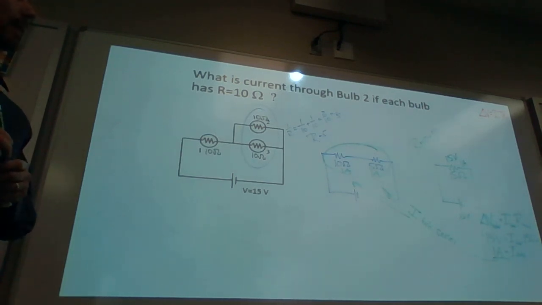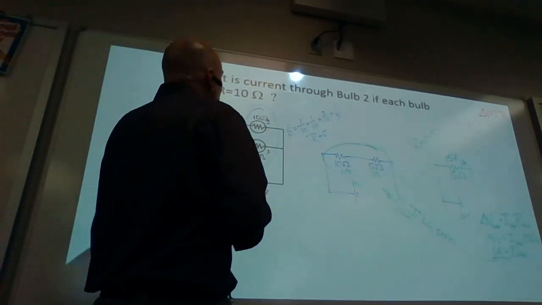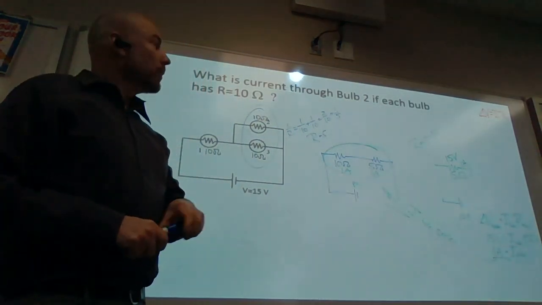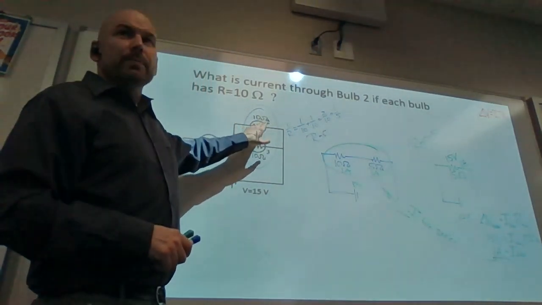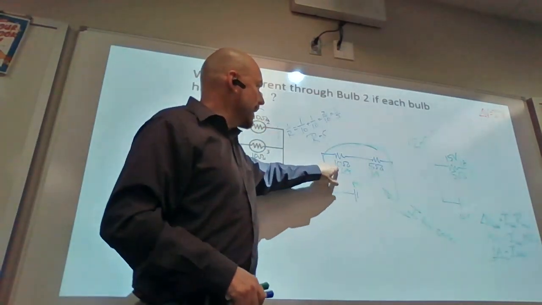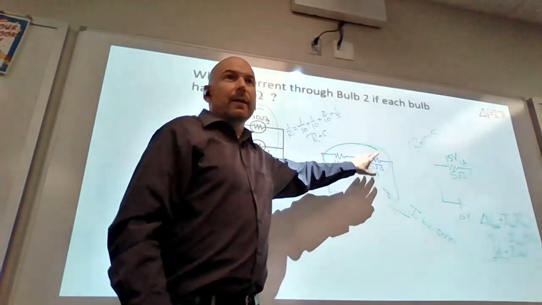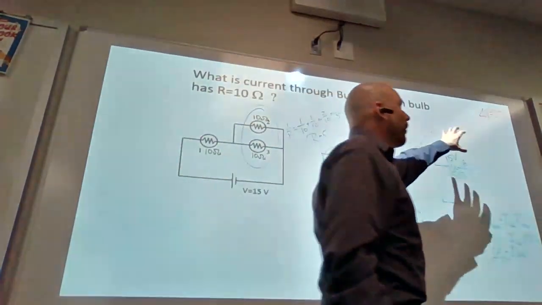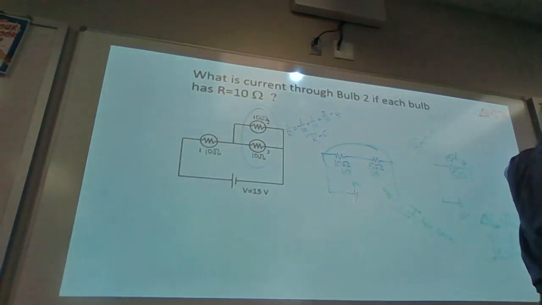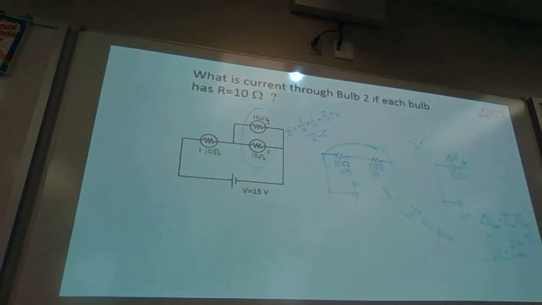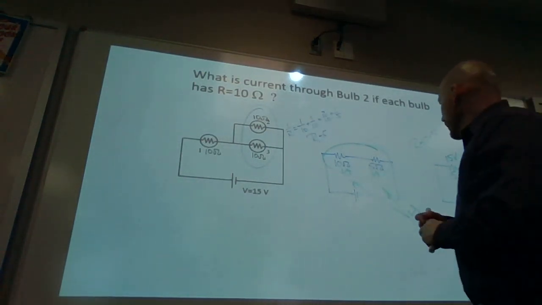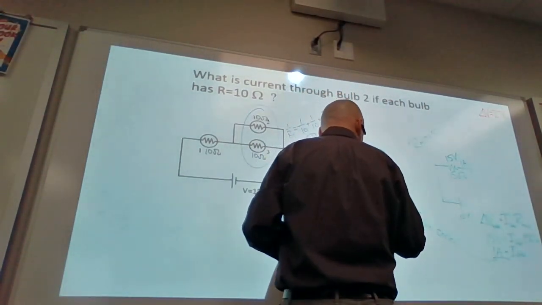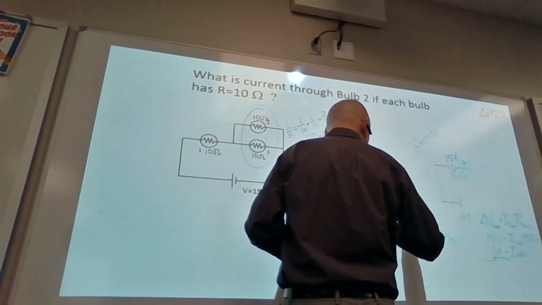Now, I'm looking for the current through bulb 2. Here's bulb 2. Where's bulb 2 buried? In the 10 or in the 5? In the 5. So this is the resistor that I care about. I'm going to calculate all three things for the resistor that I care about. I've got the resistance, I've got the current. The only thing I don't have is my voltage.